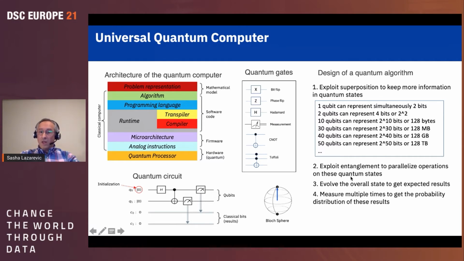So once we have these states in a superposition, then we are going to exploit the entanglement to parallelize the operations. Then, as we have seen, using quantum interference, we are evolving the overall state to get expected results. And then we have to measure multiple times in order to get the probability distribution of these results. So the result is always a probability distribution.